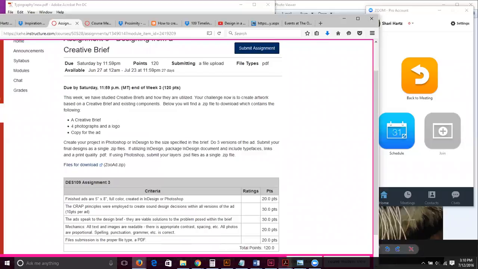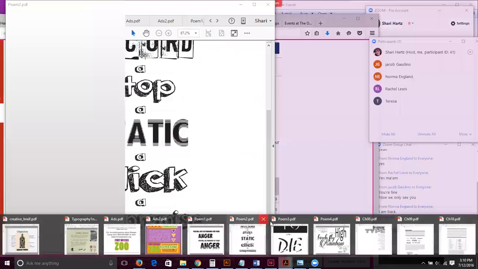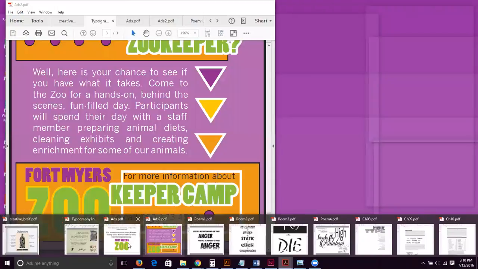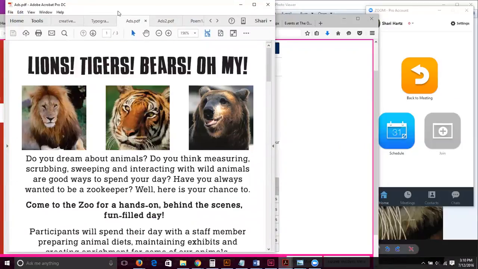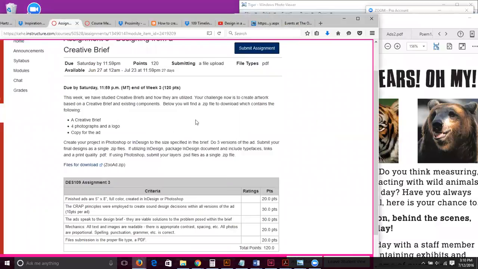Let's see if I have them here. Okay, here's a couple of them that she sent me over. Your job is to actually create 3 different ones. I'll tell you which ones I like the most so that you know my taste as far as what I'm looking for, but you have to create 3 versions of the ad.